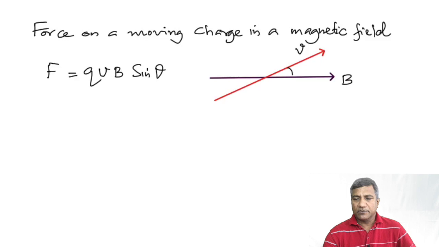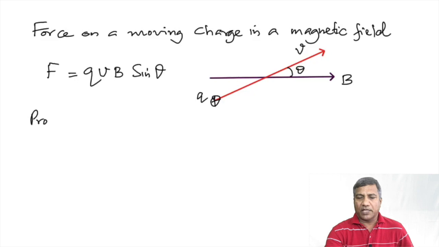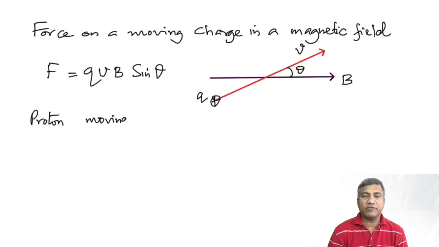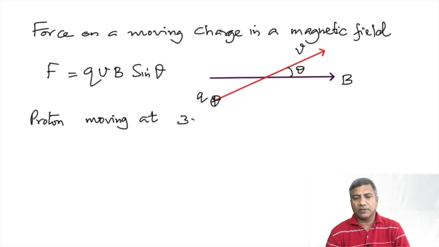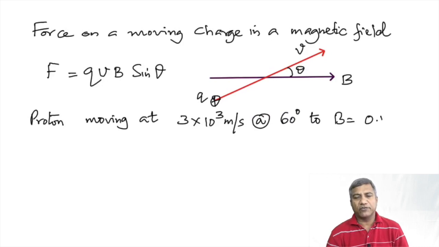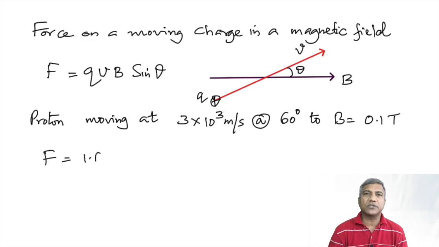All right. So the red arrow shows the charged particle, B is the magnetic field, and you see that the angle is between the velocity and the magnetic field. And this is with respect to a positively charged particle. So assuming that it's a proton, again positive, moving at a certain velocity, which I assume to be 3 times 10 to the 3 meters per second, and at an angle of 60 degrees to the magnetic field, and the magnetic field is 0.1 Tesla, we can find the force that acts on it.